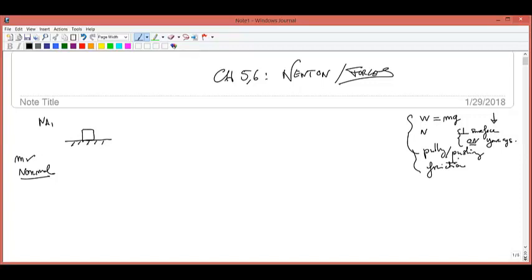First one is the weight. We know its magnitude. It's mg, always positive. Obviously, its unit is Newton. Mass is kilogram. g is meter per second squared. Therefore, units of W is kilogram meters per second squared, which is the same thing as 1 Newton. And we know that its direction is always downward.